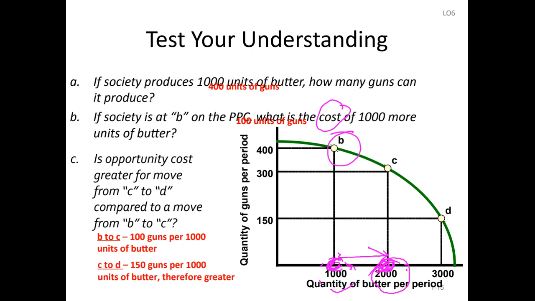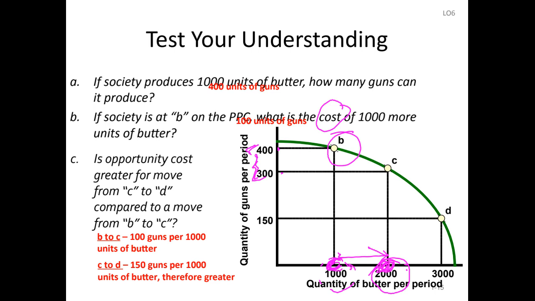I can see from this diagram that it is 400 minus 300, 100. So I have to give up 100 guns. That is, I have to produce 100 fewer guns to produce 1,000 more butter. So if I ask you, what is the opportunity cost of producing one additional 1,000 of butter? The answer would be 100 guns. Why? Because you are giving up 100 guns.